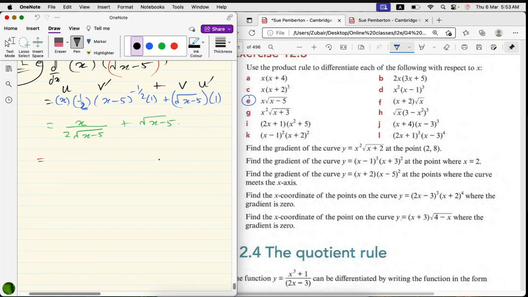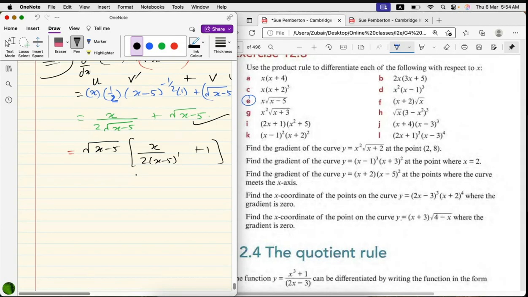And if you wish to take that out common, we can still do it. Square root x minus 5 is common. So x over 2 into x minus 5 raised to power 1 plus 1. That would depend on the demand of the question. This was just differentiation. This is done. I'm doing I part.